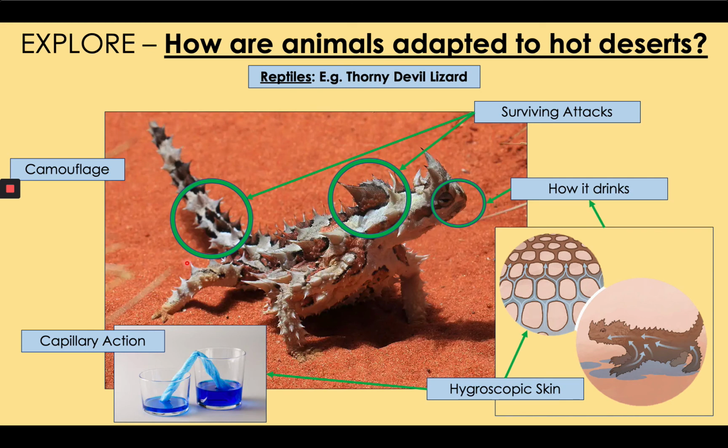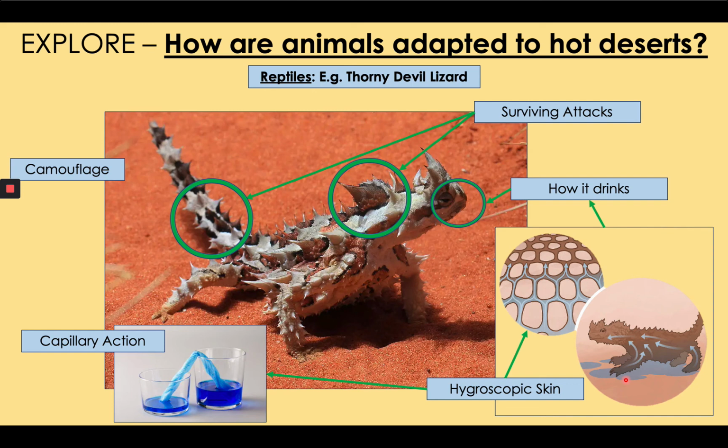The same thing happens on the thorny devil lizard. These bumps on the surface of the hygroscopic skin act like paper in this experiment, and the water moves up them, up through the feet and towards the mouth, even though gravity should be pulling it down.